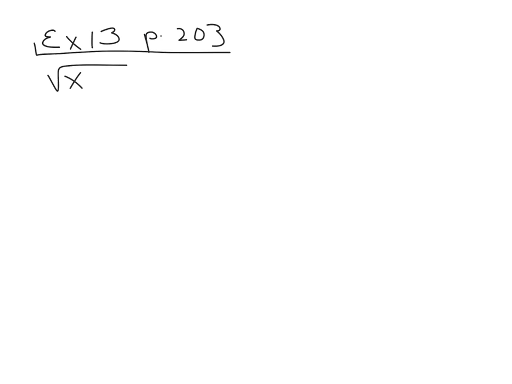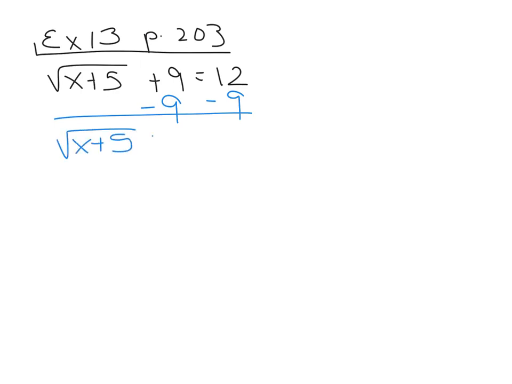All right, we're up to example 13 now on page 203. Example 13 says solve the square root of x plus 5 plus 9 equals 12. And of course, again, the whole goal of solve is to isolate this x. So we need to isolate this radical so we can get rid of it. We're going to subtract 9. Just isolate the radical. So we have the square root of x plus 5 equals 3.